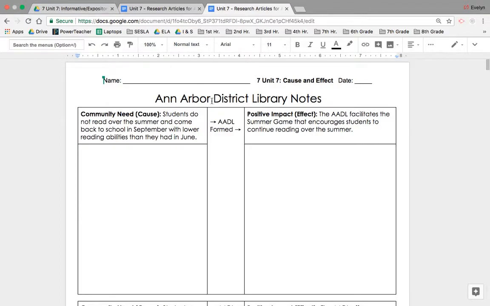If you're doing the Ann Arbor District Library, the community need you have is that students do not read over the summer and come back to school in September with lower reading abilities than they had in June. The Ann Arbor District Library formed, and the positive impact is that the AADL facilitates the summer game that encourages students to continue reading over the summer. We're going to read an article that will give you supporting facts, details, quotations, and definitions for both of these boxes that you will need to write your brochure.